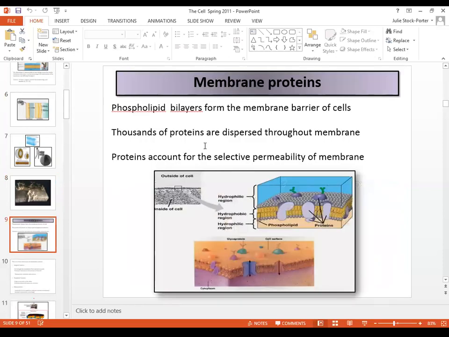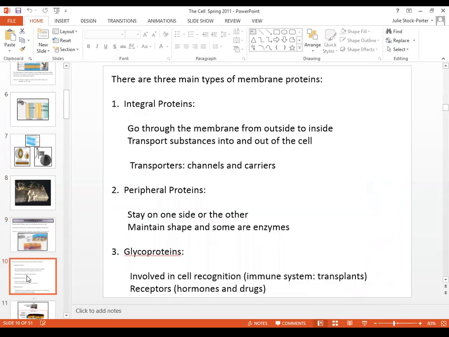The next thing is the membrane proteins. The phospholipid bilayer forms the membrane barrier of the cell. It's called the plasma membrane. Thousands of proteins are dispersed throughout the membrane, and they account for the selective permeability of the membrane. If we look, do you see all these different things, just like we saw in this one right here? We see all these things on the membrane. Well, these are, for the most part, proteins. Like I said, there's also some cholesterols in here to hold the membrane together a little bit. But what we want to talk about now are these different proteins.